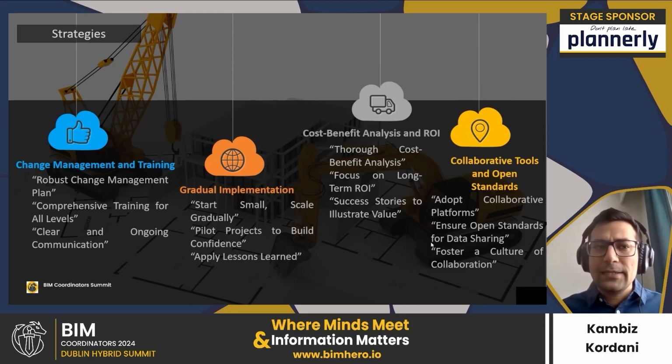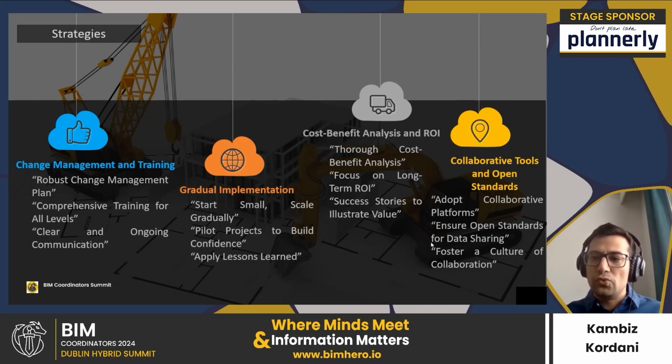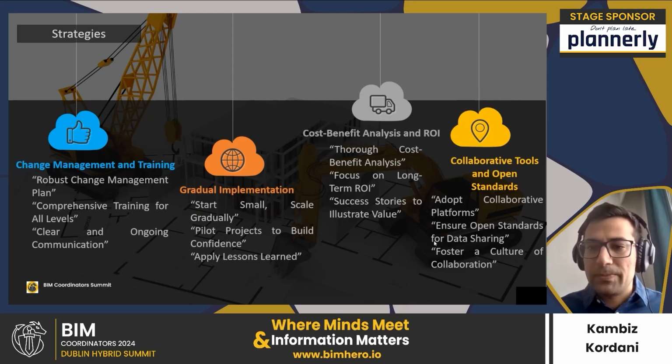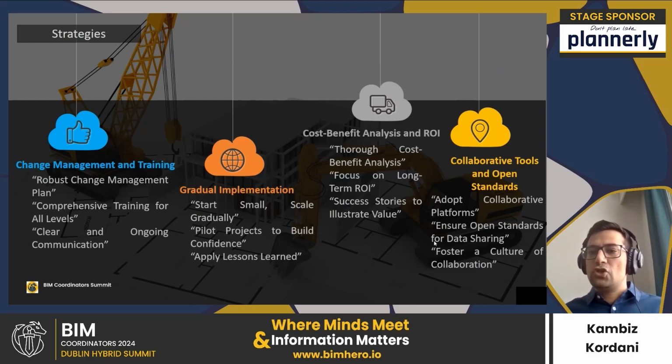Our fourth strategy is collaborative tools and open standards. We want to promote the use of collaborative platforms and open standards to enhance communication and data sharing across all project stakeholders. Lean construction thrives on collaboration, and BIM, when properly utilized, can be a catalyst for this. Collaborative tools like cloud-based BIM platforms allow for real-time updates and access to the latest project information, and this can ensure everyone is working with the most accurate data.